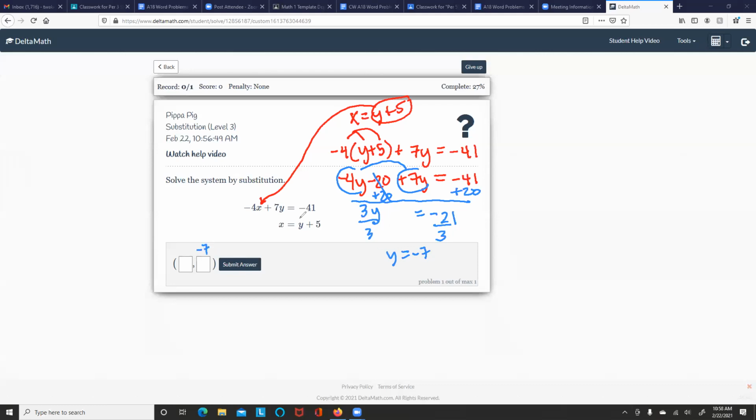Now I need to find the x. That's pretty easy because it's solved for x right here. So I just need to plug in -7 plus 5. So x equals -2. So our solution is -2, -7.